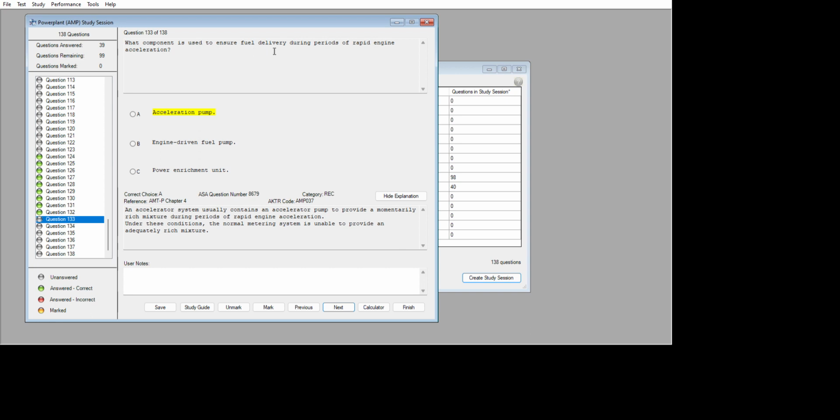What component is used to ensure fuel delivery during periods of rapid engine acceleration? Acceleration pump.